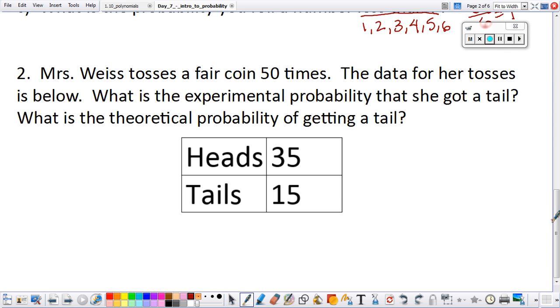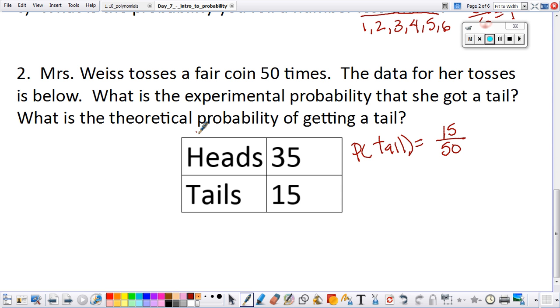Okay, so now let's look at an experimental probability. Mrs. Weiss tosses a fair coin 50 times. The data for her tosses is below. So a fair coin is a normal coin that is evenly weighted, the head side and the tail side. So what's the experimental probability that I got a tail? So 15 tails occurred, so the probability of a tail is 15 out of 50.